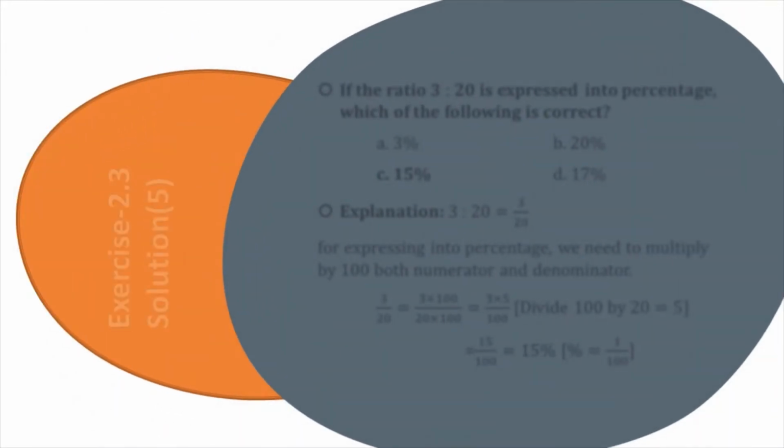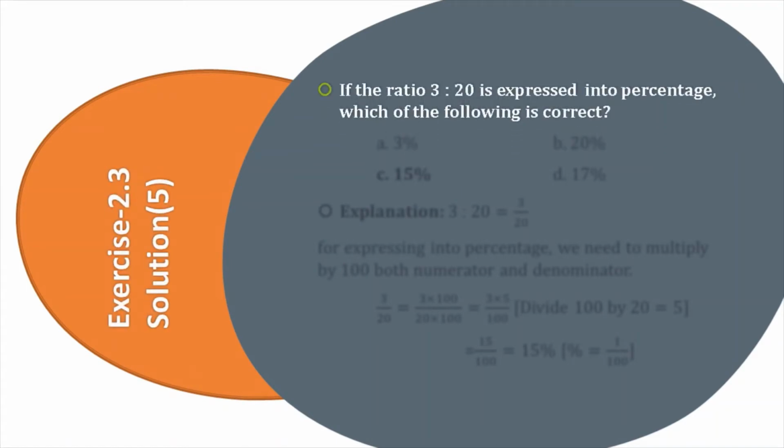Let us see solution number 5. If the ratio 3:20 is expressed as a percentage, which of the following is correct? That is our question. Let us see the options: 3%, 20%, 15%, 17%. The answer will be the marked part, 15%. Let us see the explanation of how we get this answer.